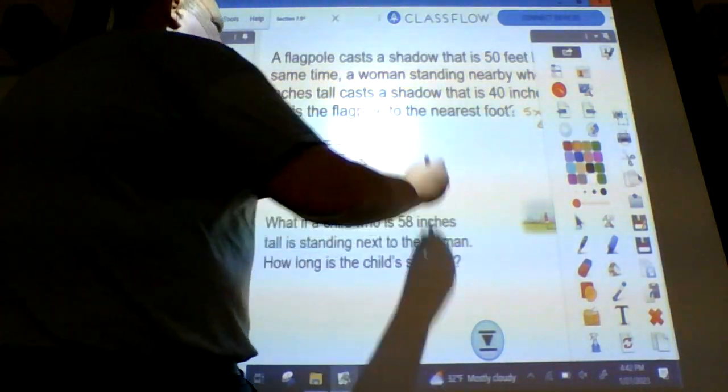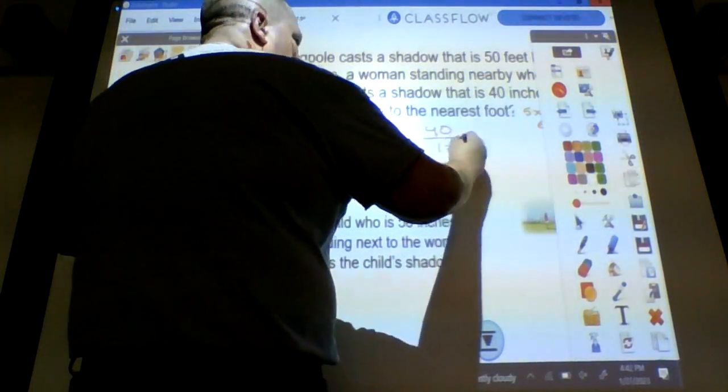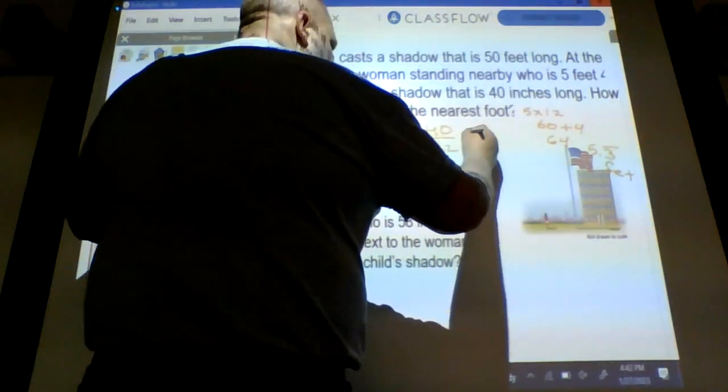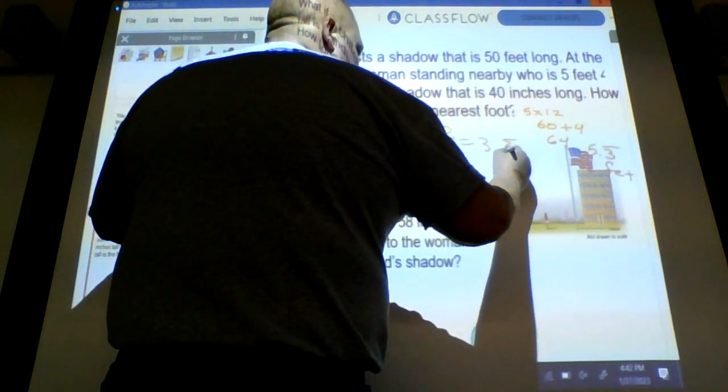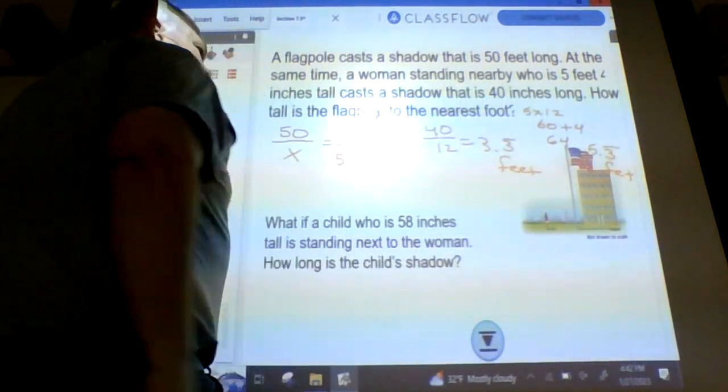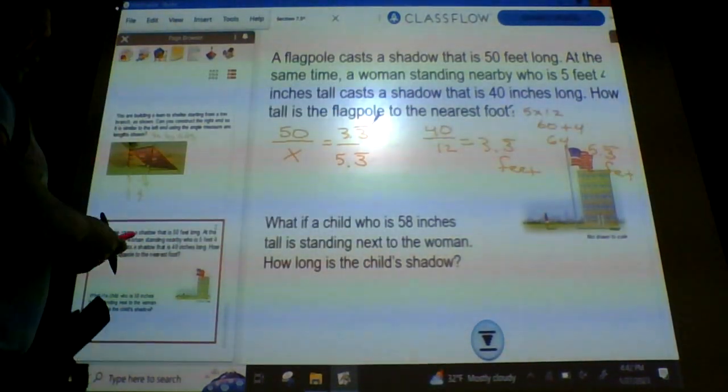Okay, the woman's shadow is going to be 40 inches long. So what I'm going to do is take that 40 inches and divide it by 12. And that's going to give me 3.3 repeating feet. That's the length of my shadow. So that's going to come up here. And then we're going to cross multiply.